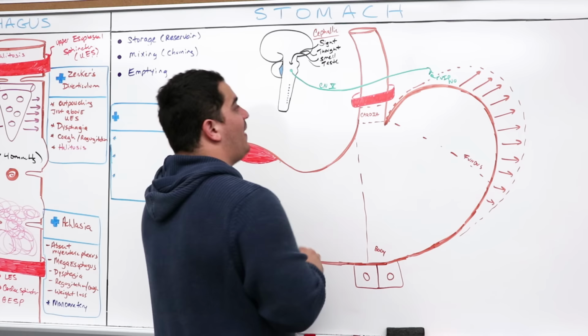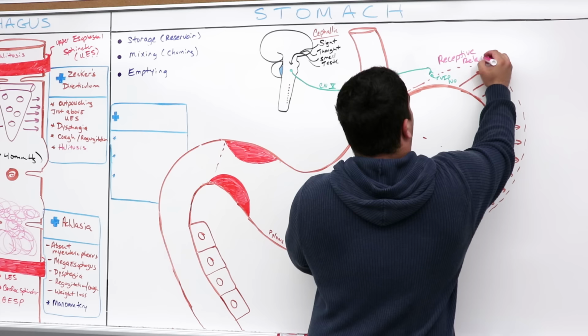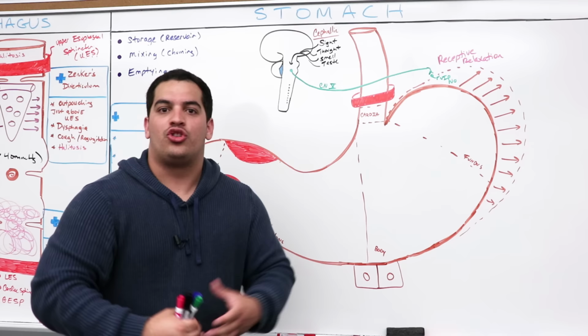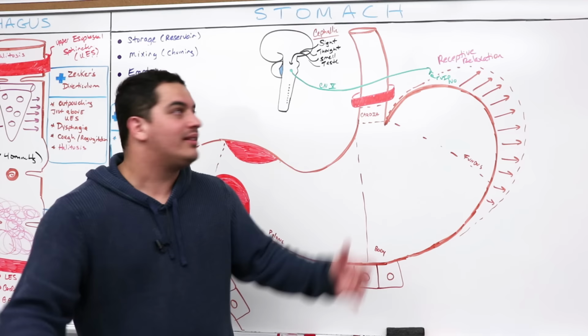So what is it called? Receptive relaxation. This is so cool. The stomach is getting ready to receive the food, and so it's starting to cause this dilation or the relaxation of the fundic smooth muscle prior to food even being in the stomach. That's unbelievable. It's accommodating. It's getting ready.